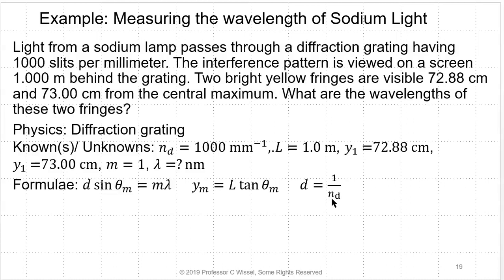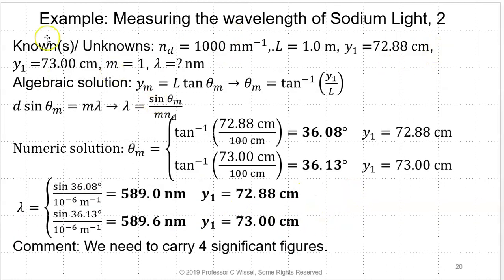The physics of this, of course, is a diffraction grating. The knowns and unknowns: we know the N D, which is the 1,000 slits per millimeter. We know L, which is 1 meter. We know y1, which is 72.88 centimeters. The other wavelength appears at y2, of 73 centimeters. And we know the order number m is 1 because it's the first order. And what are the wavelengths? The formulas are d sine theta m equals m lambda, and y m equals L tan theta m, and d equals 1 over N D.